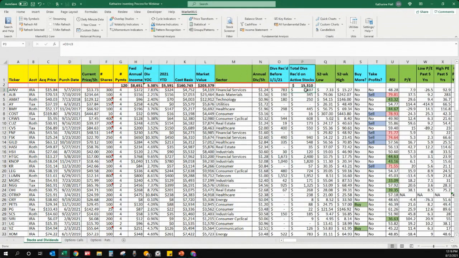So that's kind of the preliminary. Columns A through P are just me thinking about dividends and being able to look at all of my stocks in one place, even though they're coming from 3 different accounts. I really like being able to look at them all at once.